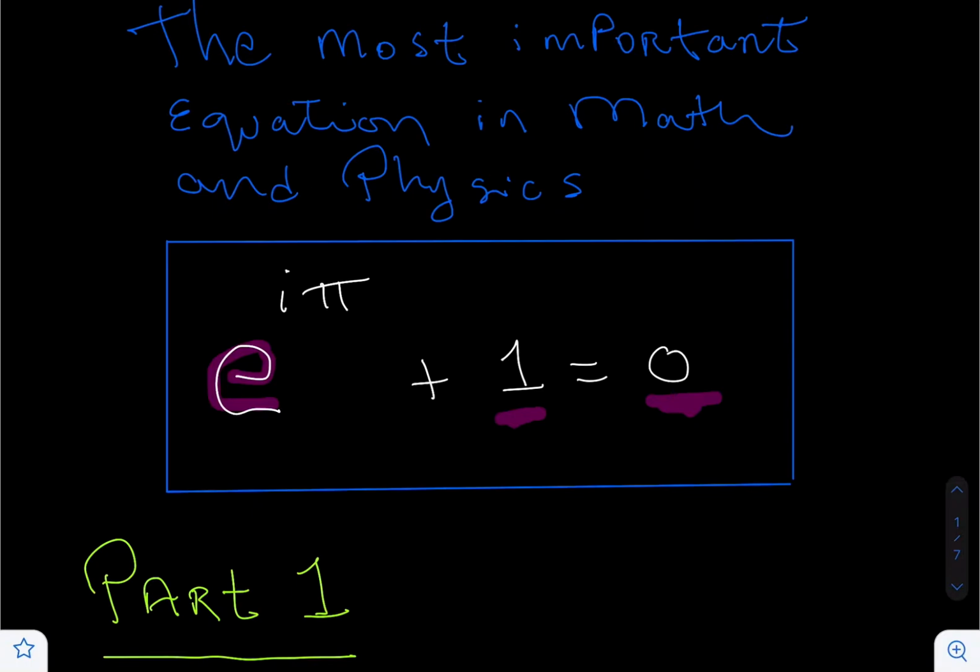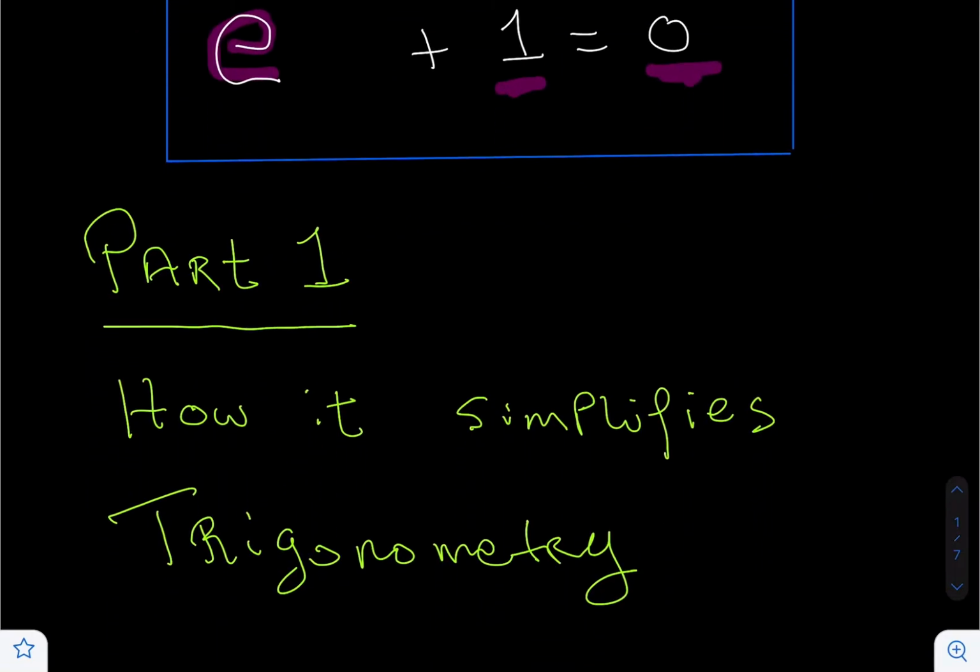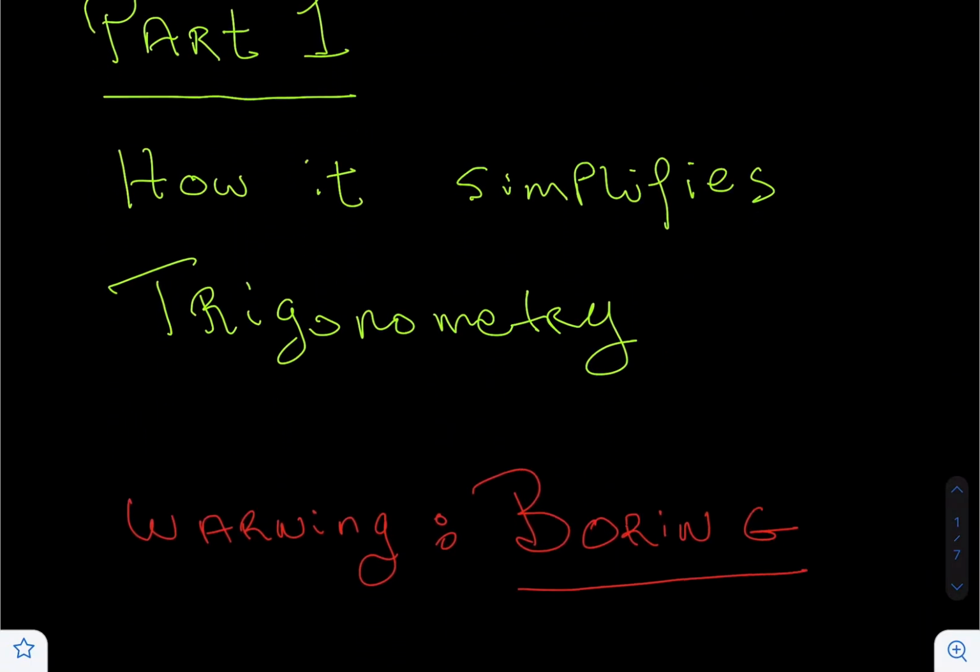And what I've been stating is that I think this equation should be explained and taught before many other things because it makes so many things simpler. So in the first part, I'm going to show how you could use this identity to help find trigonometric identities. So part one is how it simplifies trigonometry. But I'm giving you a bit of a warning because this is the boring part of what this equation can do. So this talk is going to be a little bit boring, but bear with me.